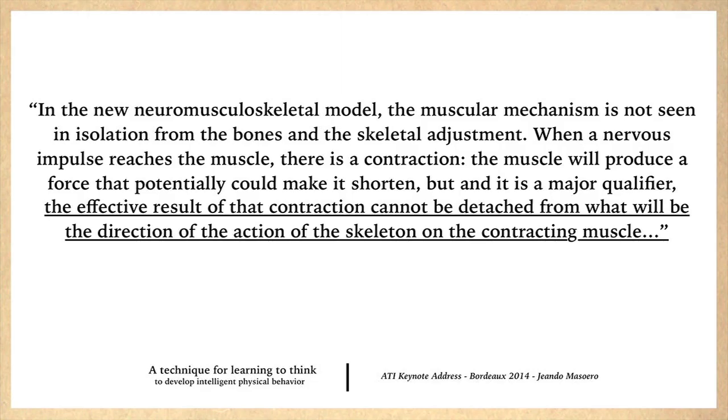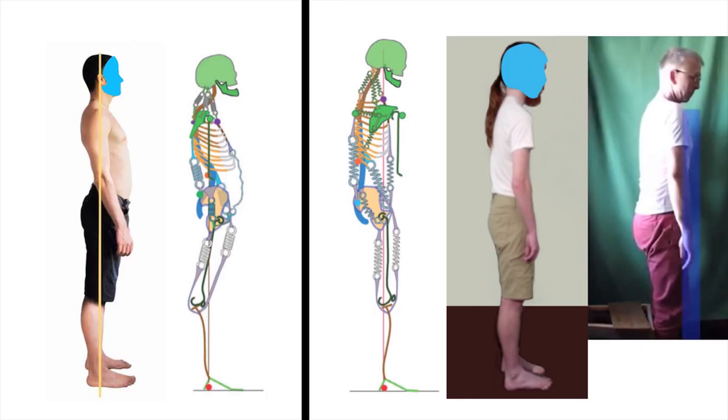In the new neuromusculoskeletal model, the muscular mechanism is not seen in isolation from the bones and the skeletal adjustment. When a nervous impulse reaches the muscle, there is a contraction. The muscle will produce a force that potentially could make it shorten, but, and it is a major qualifier, the effective result of that contraction cannot be detached from what will be the direction of the action of the skeleton on the contracting muscle. What the old model is missing is the effect of the skeletal system and our ability to direct our skeletal system using our conscious mind.